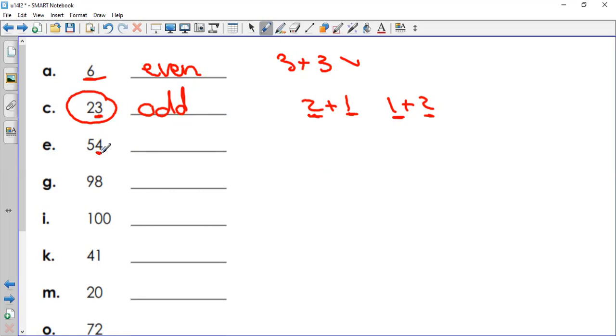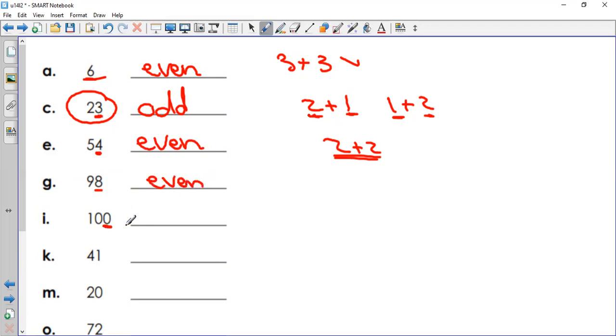The same with 54. Think of the units. 4 is 2 plus 2. I can make it into two equal groups. So because the 4, the units, is even, the whole number will be even. Now we can get the idea. 98. 8 is even. So the whole number is even.